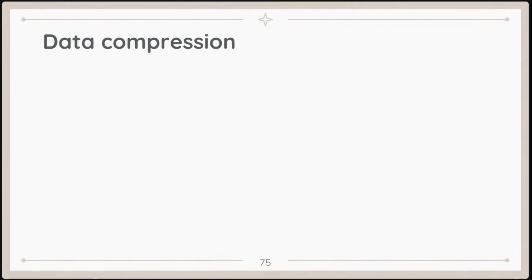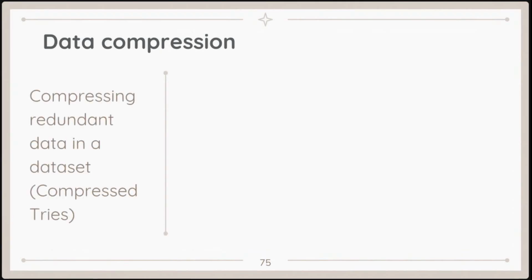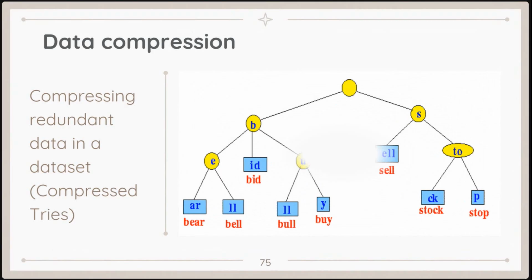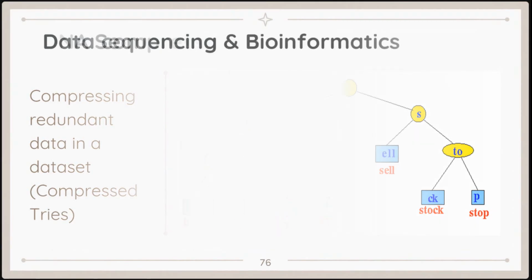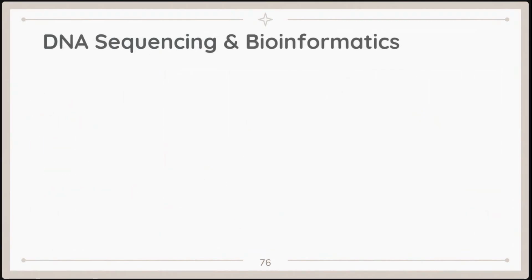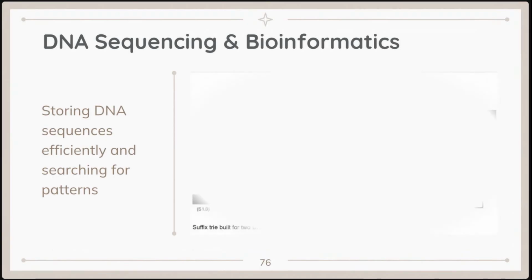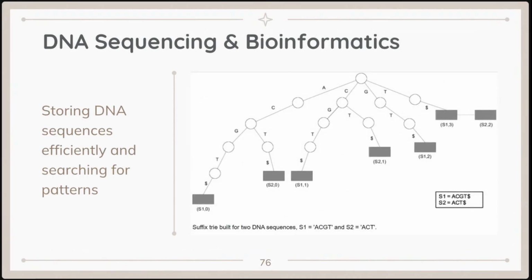And about data compression, as we have talked about, the algorithm is efficient in compressing data. And in bioinformatics, we have some applications of trie. As you know, DNA consists of 4 members, A, C, G, T, so it is efficient to use a trie to search for patterns.